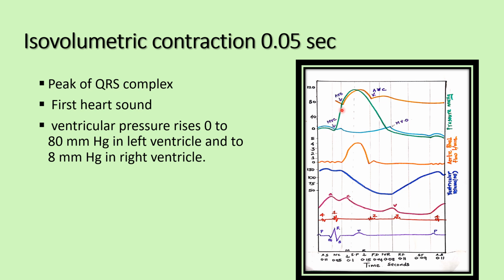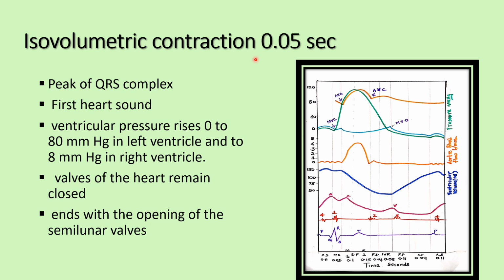The ventricular pressure increases abruptly from 0 to 80 millimeters of mercury in the left ventricle. In the right ventricle, it is 0 to 8 millimeters of mercury. The valves of the heart remain closed during this isovolumetric contraction phase. There is no change in the ventricular volume and aortic blood flow during this phase.